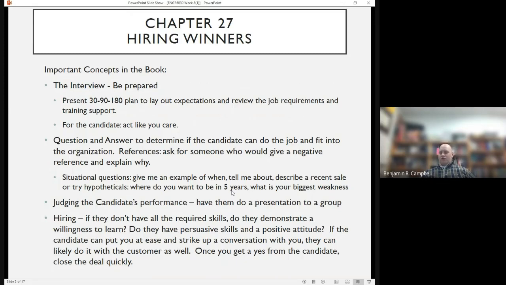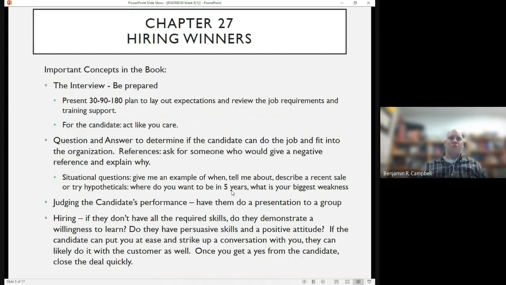Do they have good persuasive skills? Can they convince people to do things? Do they have a positive attitude? Does the candidate put you at ease, and do they strike up a conversation easily with you? If they can do it with you, they can also do it with a customer.